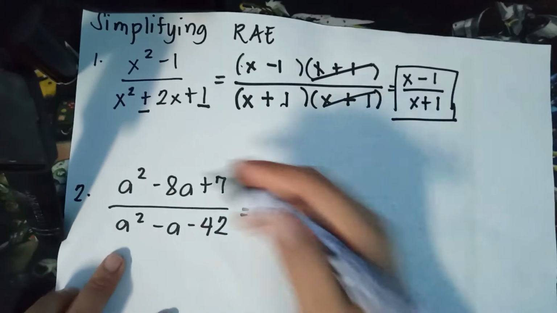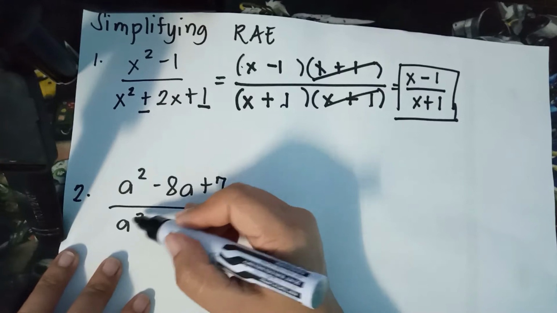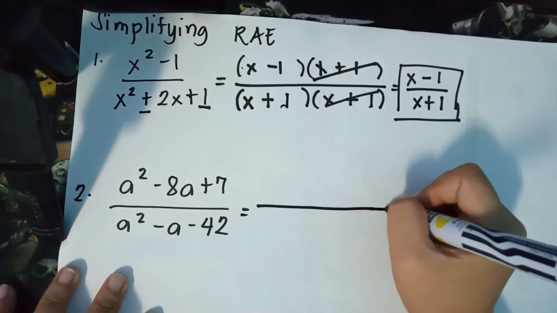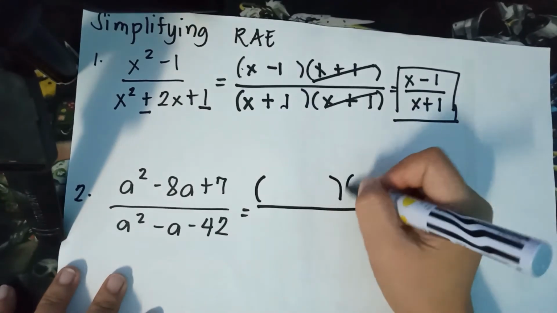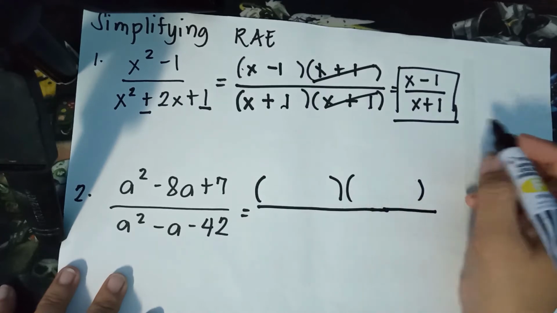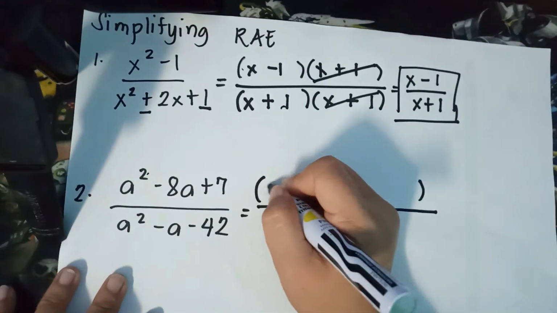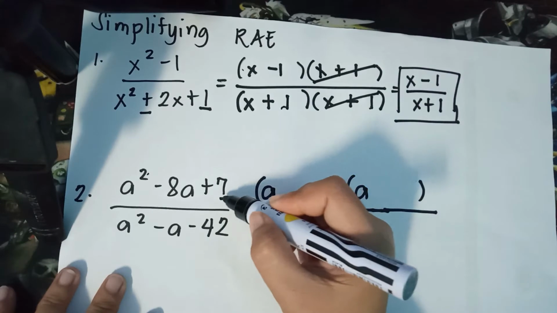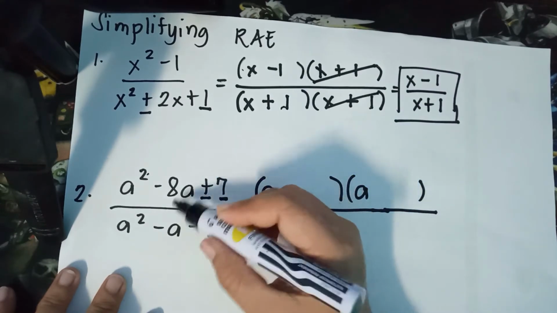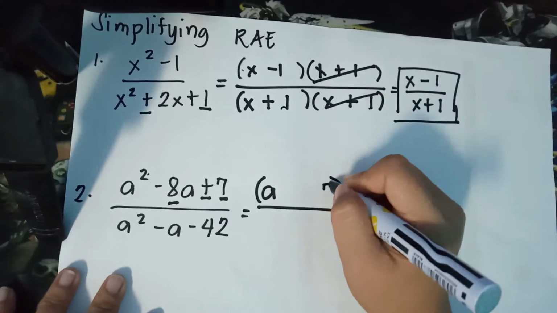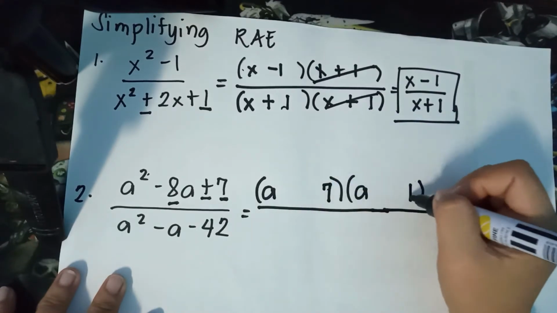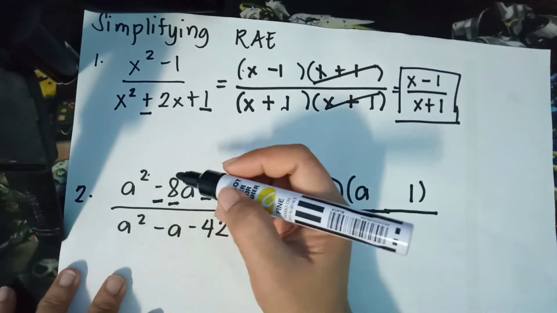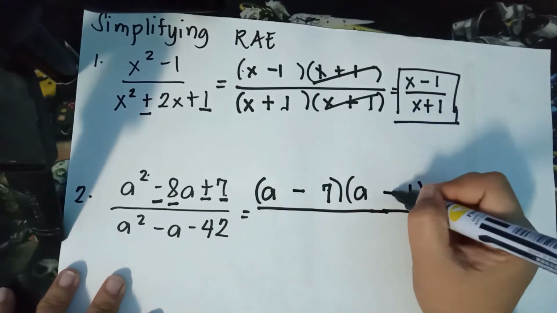Number 2. a squared minus 8a plus 7 over a squared minus a minus 42. Since our numerator is a trinomial, we will write two parentheses. Next, the factors of a squared are a and a. Next, 7. What will be the factors of 7 that, if you add them, the answer is 8? That is 7 and 1, because 7 times 1 is 7 and 7 plus 1 is 8. Since the middle term is negative, both are negative.